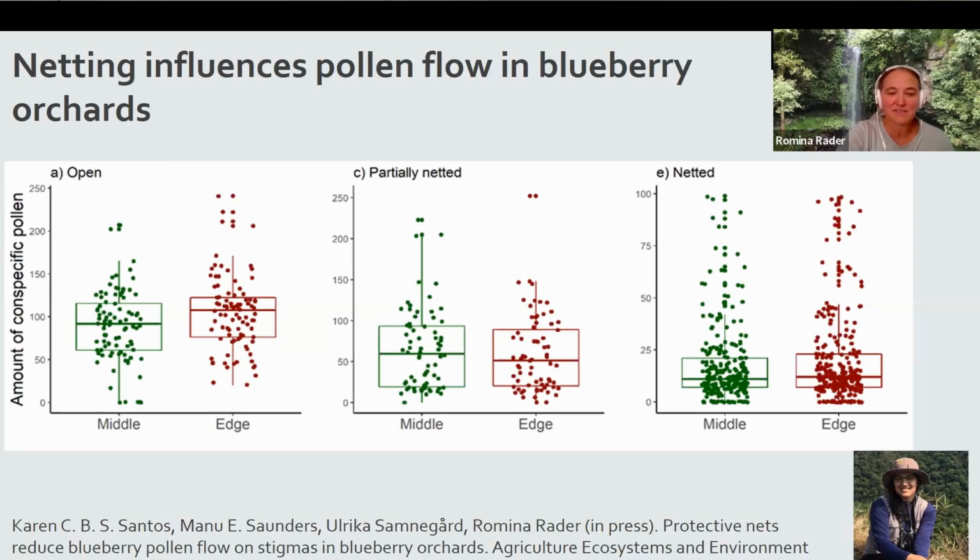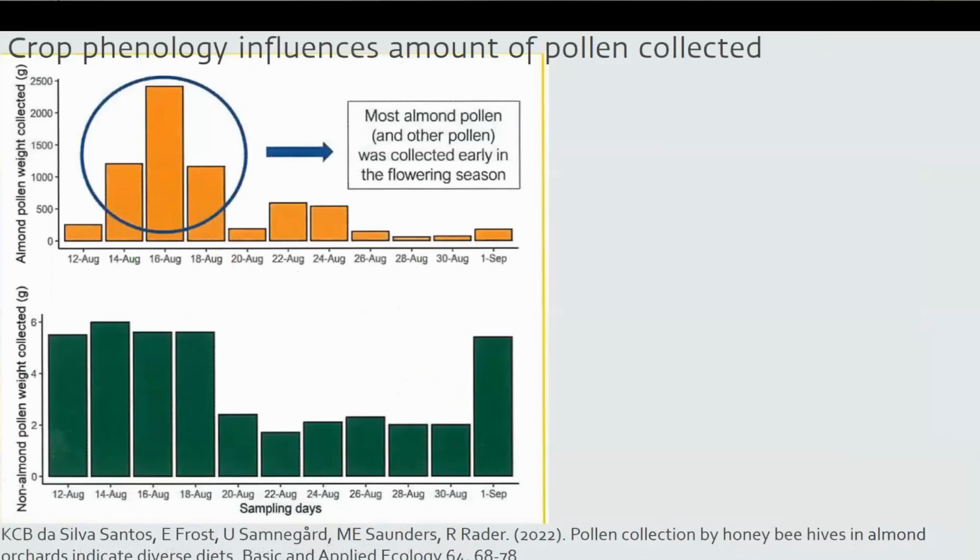So we've got a decline of about 50 grains of pollen as a median, and then netted shows another significant reduction. So this is one of the management factors where we know is influencing pollinator activity and also the amount of pollen moved. Next is the crop phenology.